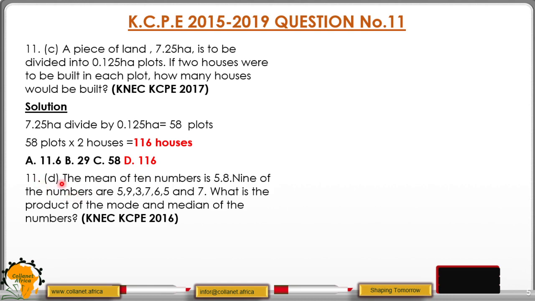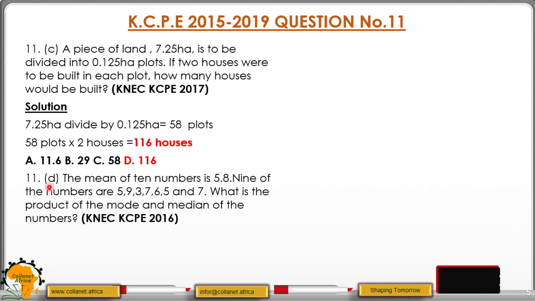Question number 11, that was in 2016 KCPE. The mean of 10 numbers is 5.8. 9 of the numbers are 5, 9, 3, 7, 6, 5, and 7. What is the product of the mode and median of the number?